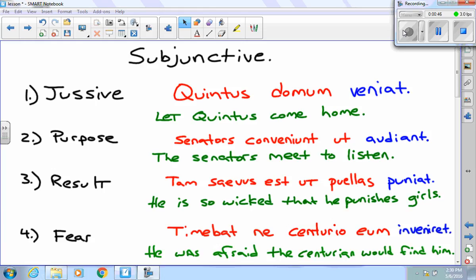Fear clause. We're going to remember if it's a ne, that's a positive fear. We do fear it. And if it's a ut, then we do not fear it. In this case, we have timebat ne centurio eum inveniret. He was afraid the centurion would find him.